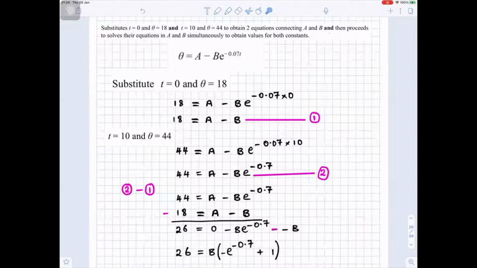To solve these two equations, equation 2 minus 1. 44 minus 18 is 26. A minus a is 0. And minus b e to the minus 0.7 minus minus b, you would get the minus and minus will become a plus. And b is common, you take it out of the bracket. So you have b times minus e to the minus 0.7 plus 1 equals 26.